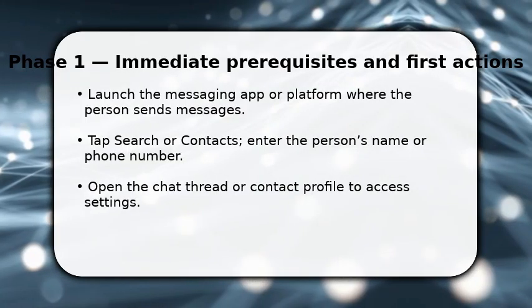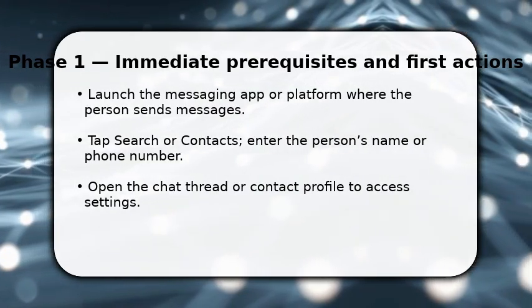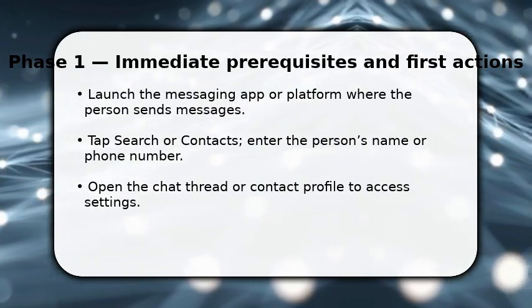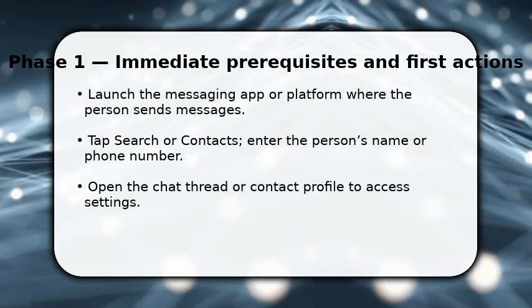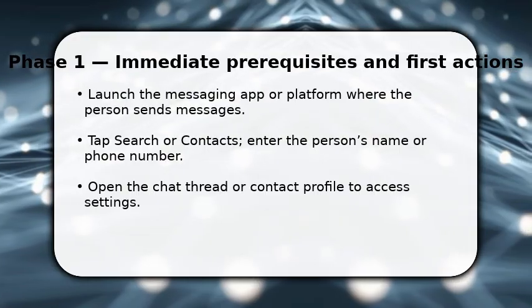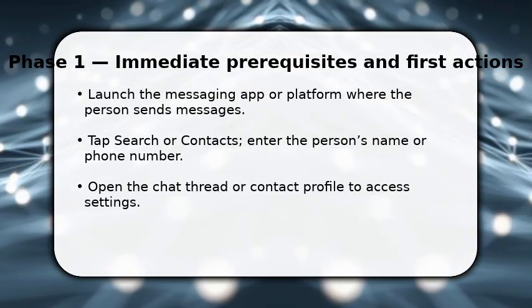You're looking for contact-specific options, so make sure you see the conversation header. It usually has an info icon, 3 dots, or a settings gear. Tap that to reveal per-person notification controls.